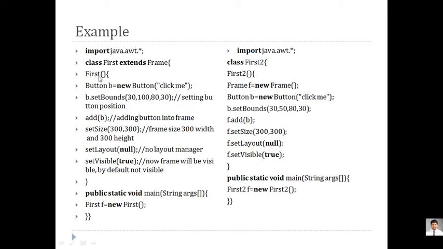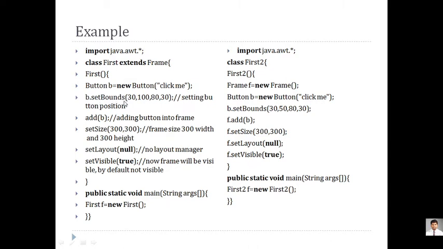Now here I am creating the constructor of this class, that is First. This is nothing but a constructor. I have not used public here, so there is no need. If you want, you can make it public also, but I am not creating it public. And now I want a button in my frame. So Button b = new Button, and I have written "Click Me".